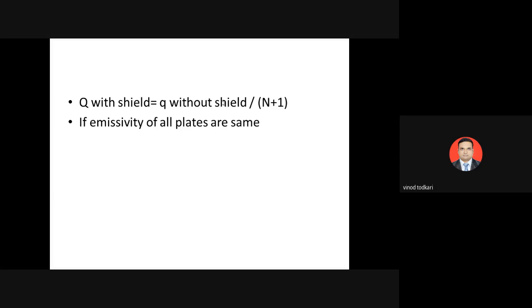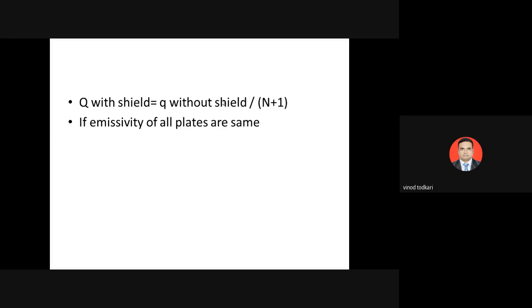For example, the numerical is like this. The heat transfer by radiation between two infinite parallel plates is 100 watts per meter square. It is decided to reduce the heat transfer by 10 times. If the emissivity of the shield and the emissivity of both plates are the same, find how many shields are required.